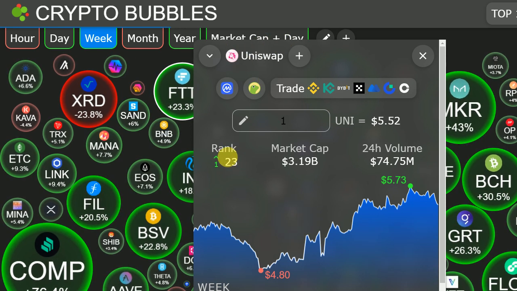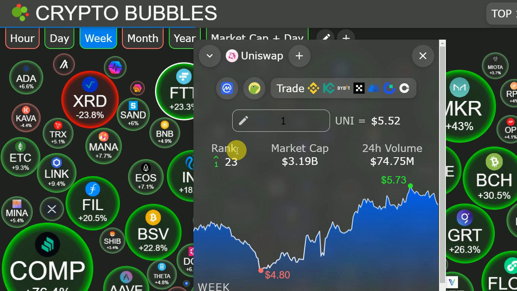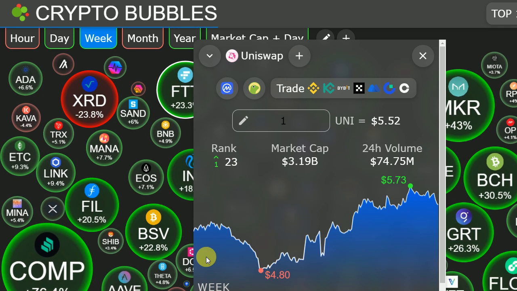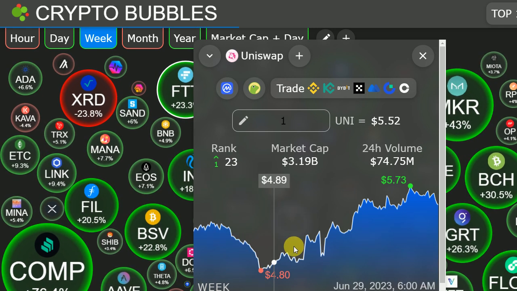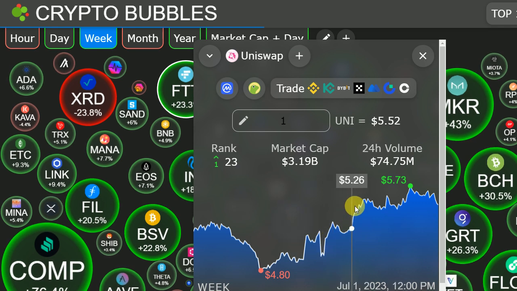UNISWAP is currently ranked at 23 and steadily pushing up. I would be giving you all the latest analysis and price predictions in regards to UNISWAP.